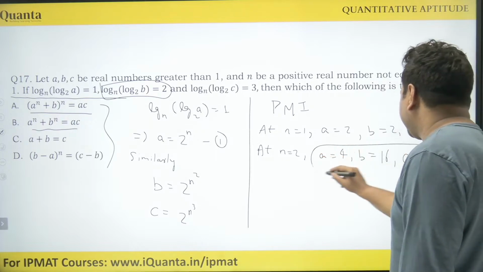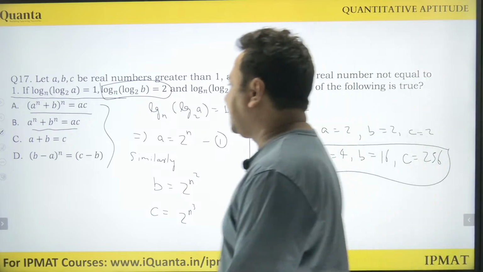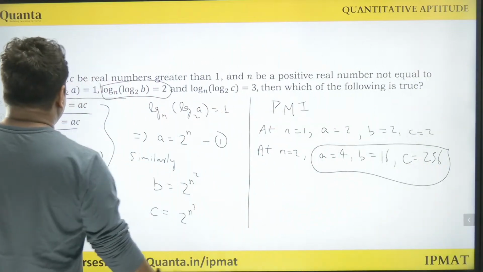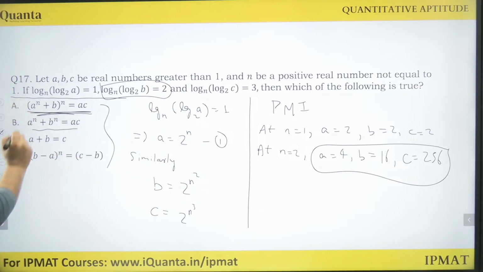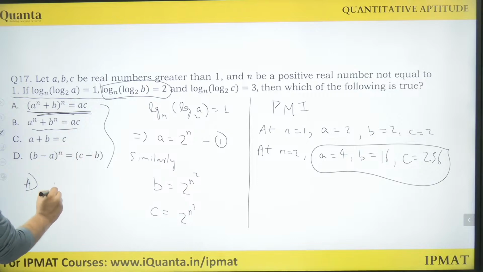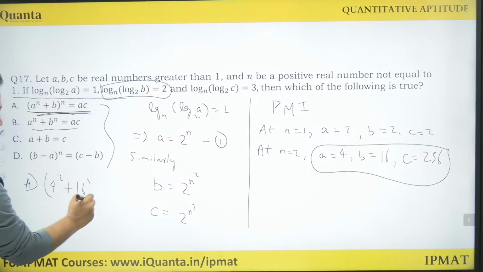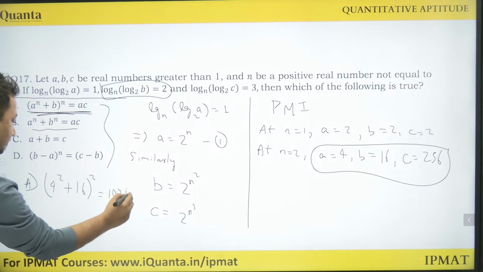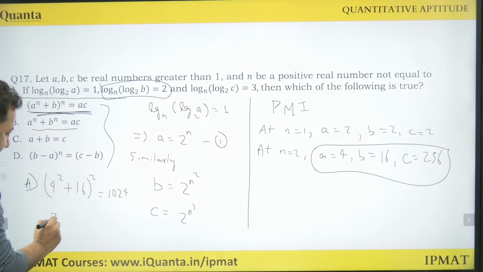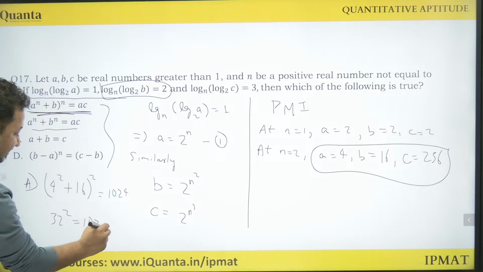Now we can check with the options at n equal to 2. So if I put the values 4, 16, 256 here and n equal to 2, then what do I get? Checking for option A at n equal to 2. 4 square plus 16 whole square must be equal to A into C. A into C is 4 into 256, which makes it 1024. Let's put it there. 16 plus 32, 32 square is 1024. So option A gets satisfied.